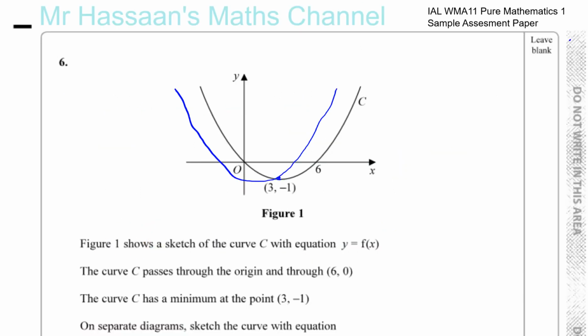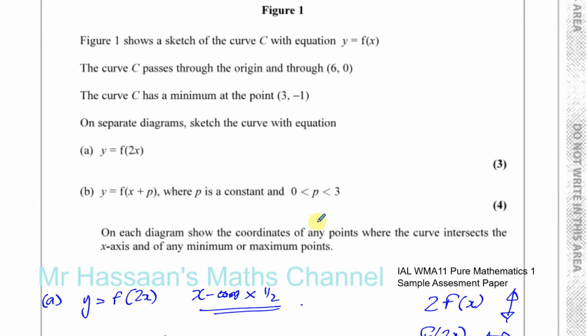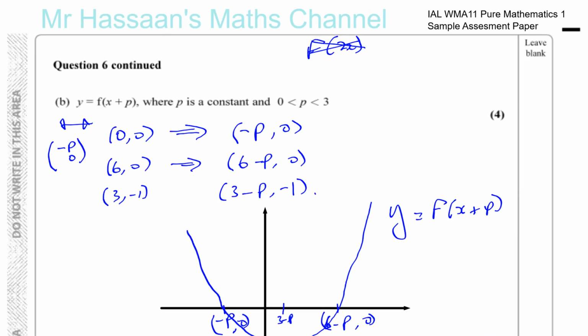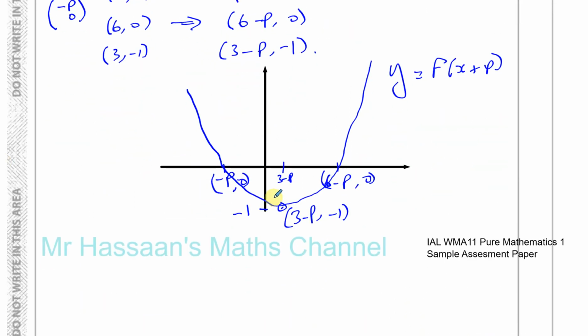It says here, show the coordinates of any points where the curve intersects the x-axis. The reason why it says only the x-axis is that in this case, we can't find the y-intercept, because we don't know the equation of the curve. Okay, so there we have our solutions to this question number 6.